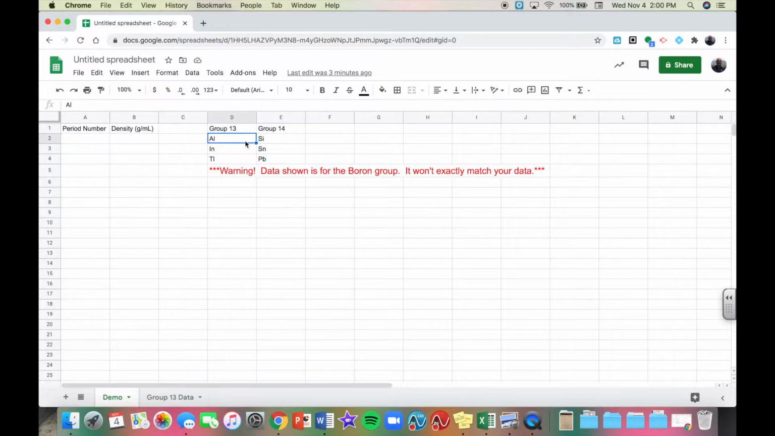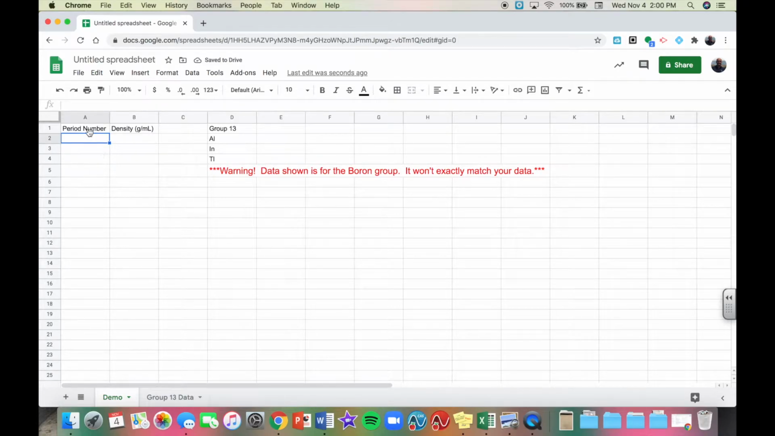Now because I don't want to show you the exact values right here, I'm going to show you the ones from group 13. It'll be the similar idea. The data that I'm putting in is not the data you should use. Please don't copy this data. This is just a demonstration. So yours will be silicon, tin, and lead, but I'm showing you aluminum, indium, and thallium. You do not have to put this part right here. This is just there to aid you in seeing what's going on.